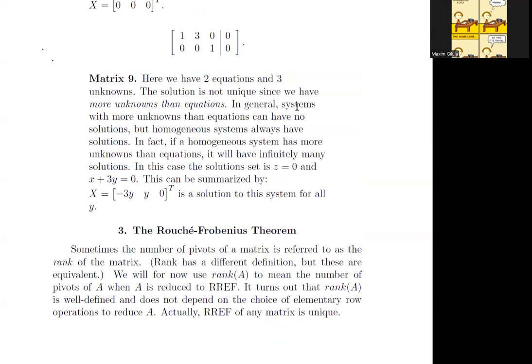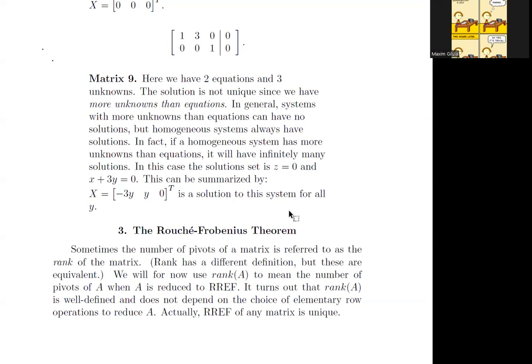Here's another matrix, this 2 by 3, or sorry, 2 by 4 augmented matrix, which has a 2 by 3 on the left side. So it's 2 equations and 3 unknowns. The solution is not unique because we have more unknowns than equations, and we'll talk more about this later. This happens in general. If a homogeneous system has more unknowns than equations, it'll actually have infinitely many solutions, always. And in this case, the solution set is z equals 0 and x plus 3y is 0. And we can even write that as something like this. This is what x is for any y. This will be a solution.